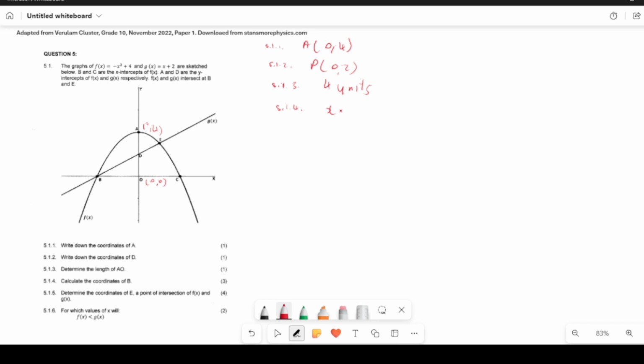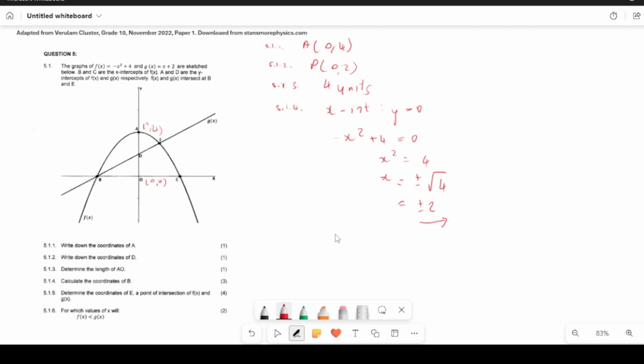At the x-intercept, y is equal to 0. So minus x squared plus 4 is equal to 0. X squared is equal to 4. Remember that whenever we are using the square root, you must include the plus or minus sign. I think it's under the section of surds, I explained this in detail. So x is plus or minus the square root of 4, which is plus or minus 2.